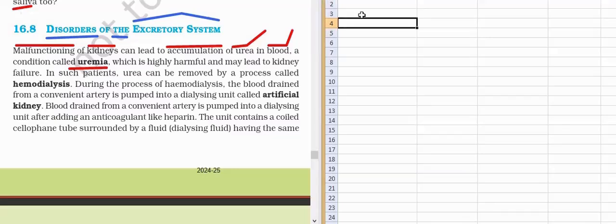Hemodialysis, we'll see soon. That is disorders of the excretory system. So what is the first point? That is uremia. What are they saying about uremia? That is, urea will accumulate in blood. This is important.